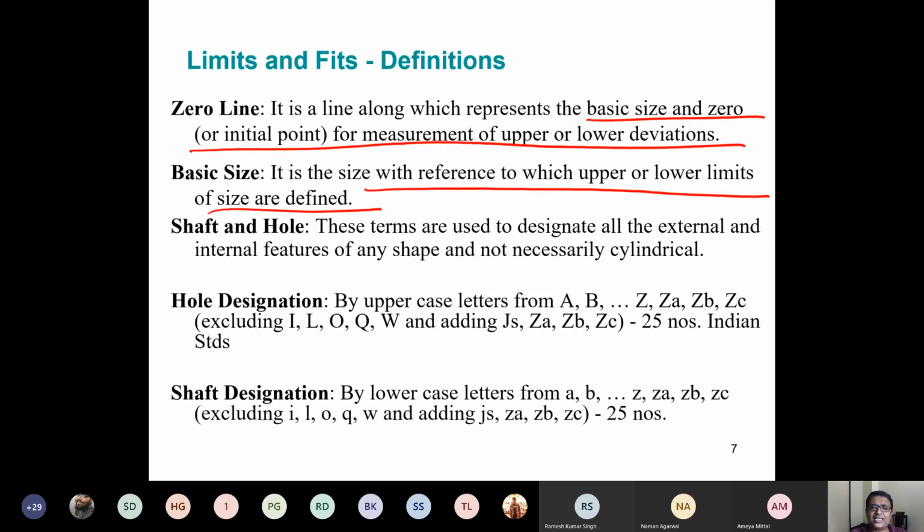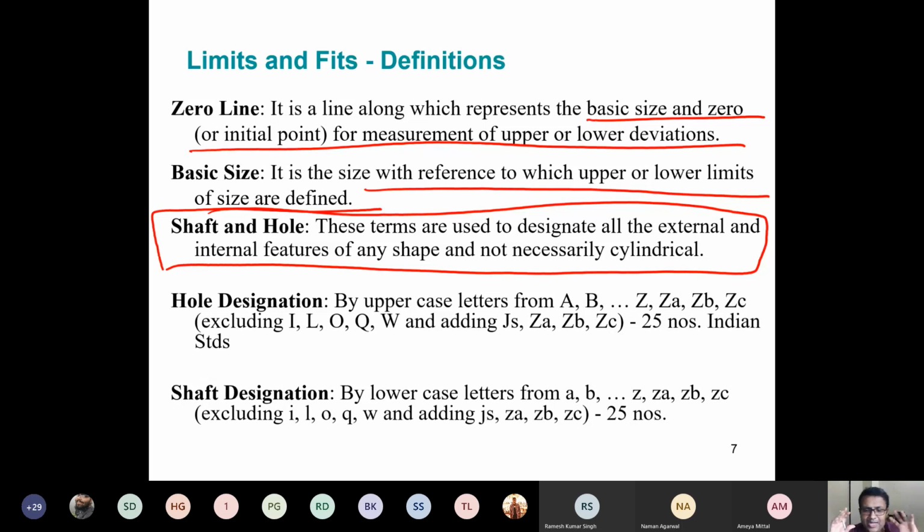Okay, but then this size can be 5 mm, 8 mm, 9 mm, 10 mm. These are basic size. It will not be in fractions, of course. It will be in integers. And then shaft and hole. These terms designate external and internal features of a shape, not necessarily cylindrical. So in your mind, it is cylindrical, but it doesn't need to be cylindrical, because they can have any other fit. It can also be oblate, right?